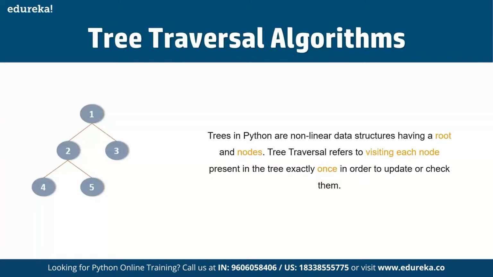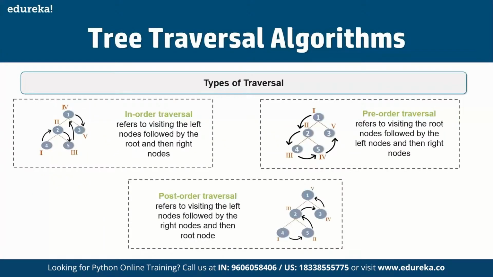So basically, based on the order in which nodes are visited, there can be three types of tree traversals. As you can see, we have three types: pre-order, in-order, and post-order. So first of all, let's start with in-order traversal.